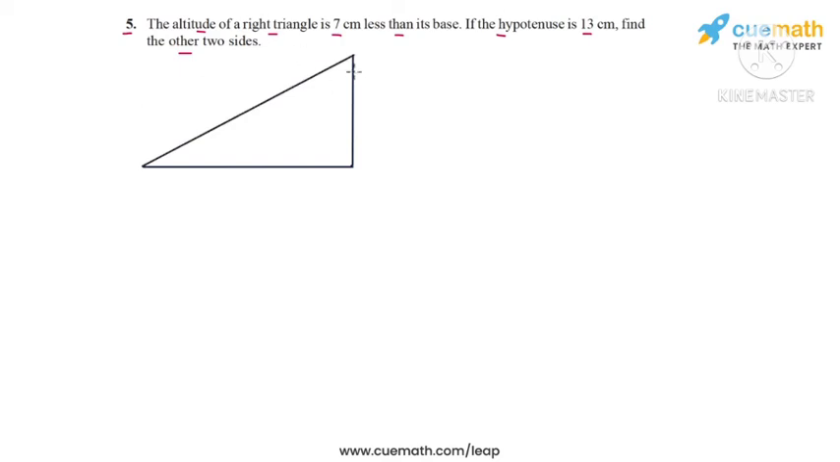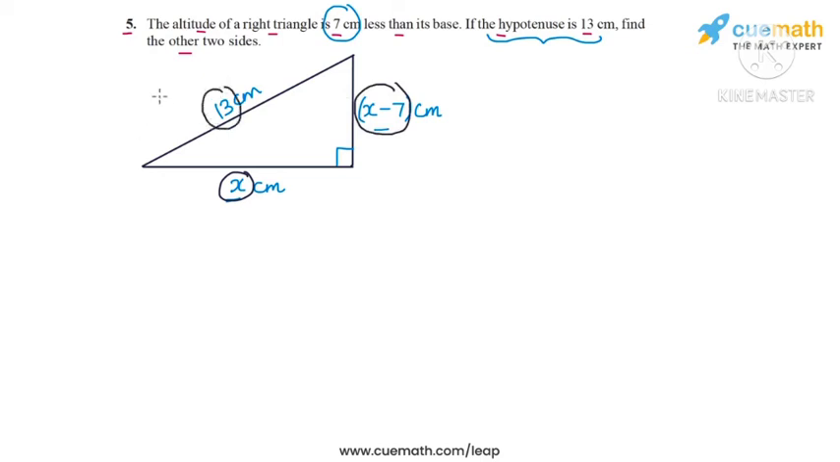So if I assume that the base of the right triangle is x centimeter, then the altitude is 7 centimeter less than the base. So the altitude will be x minus 7 centimeter. And now we are also told that the hypotenuse is 13 centimeters. So I have the base length in terms of x, I have the altitude length in terms of x, and I have the numerical value of the hypotenuse.